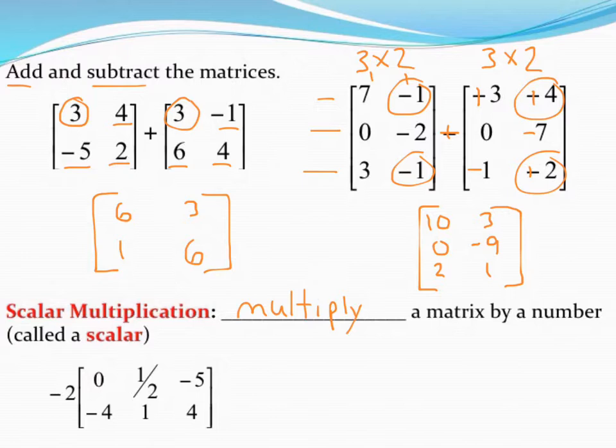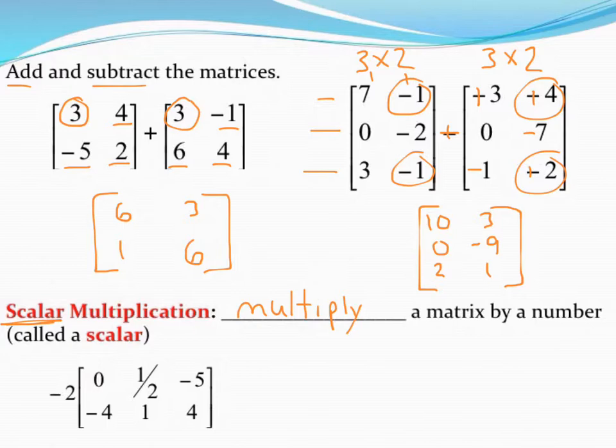Now to multiply matrices by a number, we call this scalar multiplication. You heard me say at the beginning that we're going to be multiplying matrices in a different video. There's actually 2 ways to multiply with matrices. There's scalar multiplication, which is what I'm going to show you right now, multiplying by a number, and then there's actually multiplying 2 matrices together. Scalar multiplication is simple. It's basically distributive property.